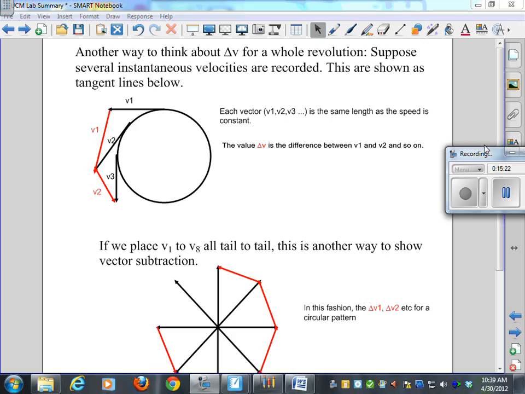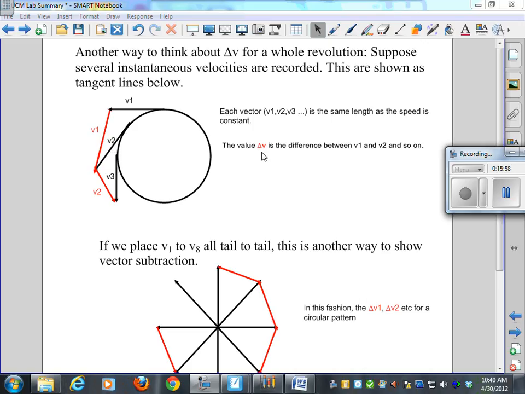Another way to think about delta v for a whole revolution. Suppose several instantaneous velocities are recorded and they are shown as the tangent lines below. Look at the black one. So I've got v1, v2, v3, v4, v5, all the way around. Just suppose they're instantaneous velocities at a variety of locations. Each vector v1, v2 is the same length. How come? Because the speed is constant. The length is the same, the angle is not.